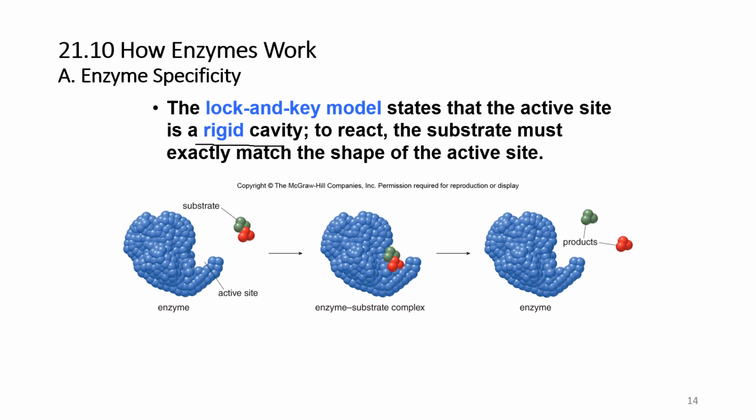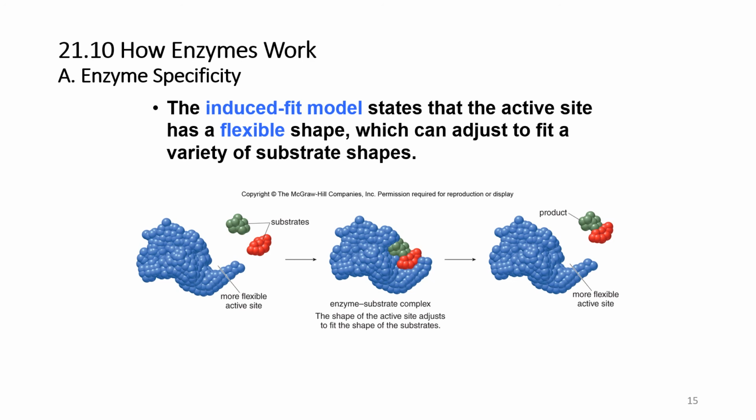So it describes specificity very well. The other model is called the induced fit model, and this describes the active site as being more flexible, having a flexible shape. So it can adjust to accept a variety of substrate shapes. It could act on more than one substrate, and that's what happens with some enzymes. When the substrates enter, the shape of that active site adjusts to fit the shape of those substrates. Okay, so induced fit or lock and key.